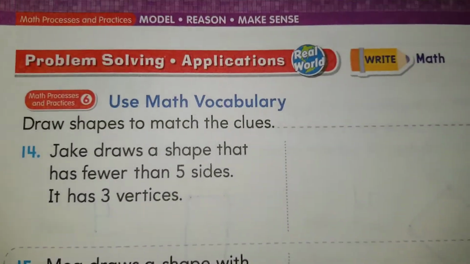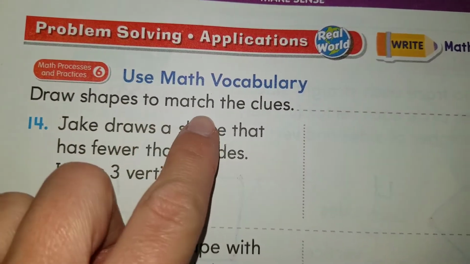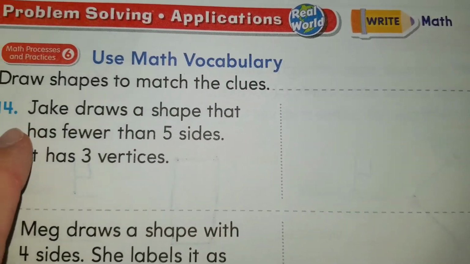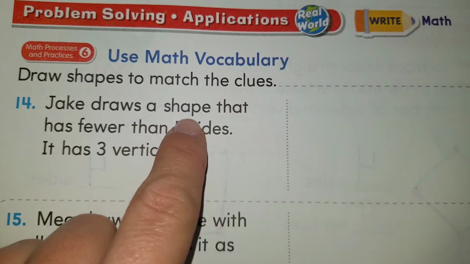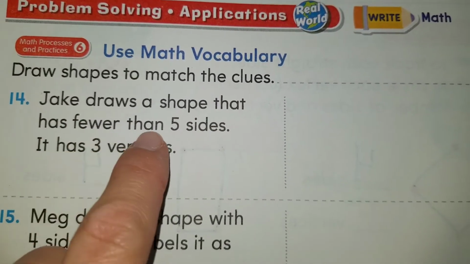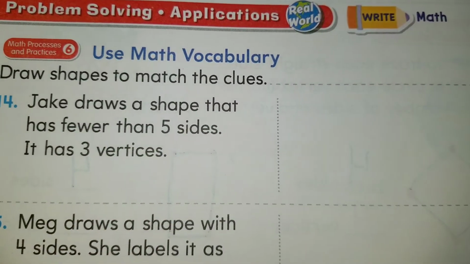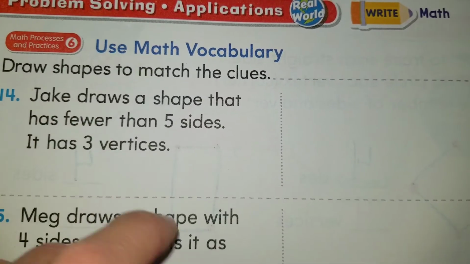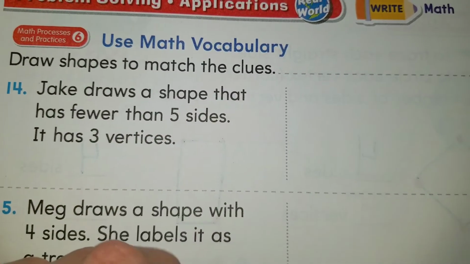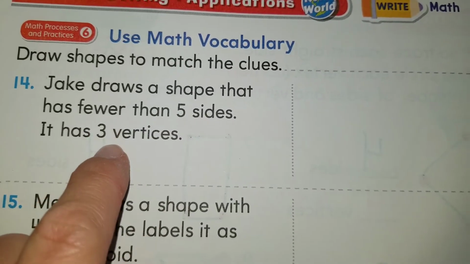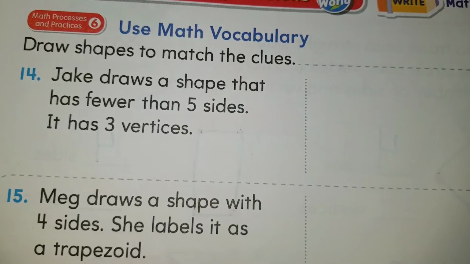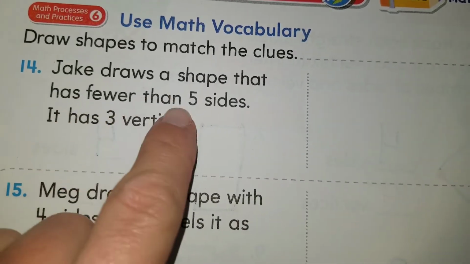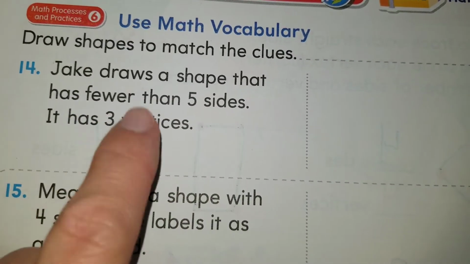All right, so once again, we are going to draw shapes to match the clues. Let's read the first clue. Clue number 14 says, Jake draws a shape that has fewer than 5 sides. Fewer, what does fewer mean? Less than, right? It has to be less than 5. Less than 5 sides, and it has 3 vertices. Menos que 5 lados y tiene 3 vértices.